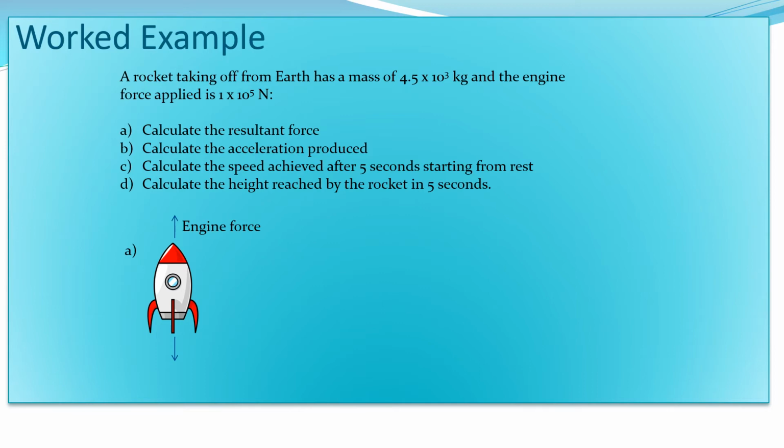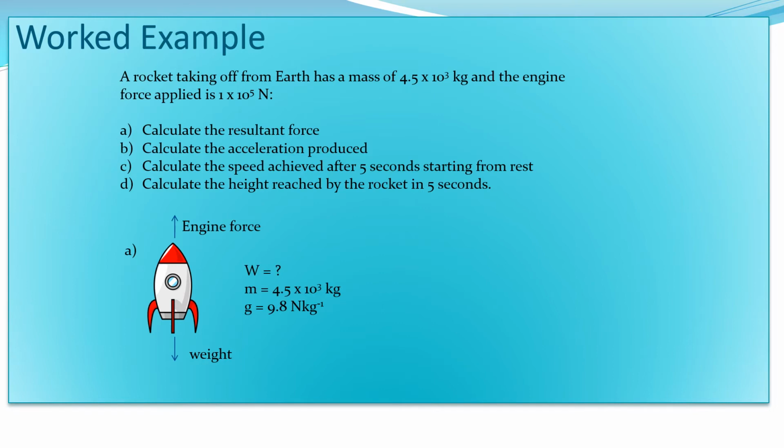But we know it's got to have a force going down as well, doesn't it? Just like us sitting in the chair, or anything on Earth, has got a force pulling it down. And that force pulling it down is its weight. So its resultant force is going to be the difference between these, what's left over when you take away the weight. So let's start then with working out that weight.